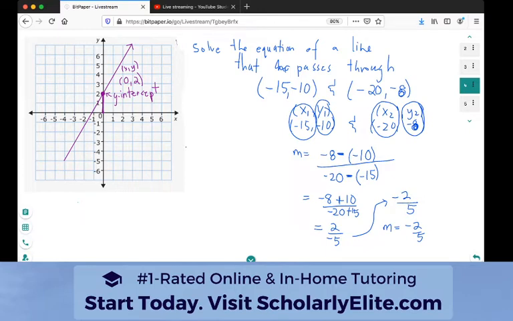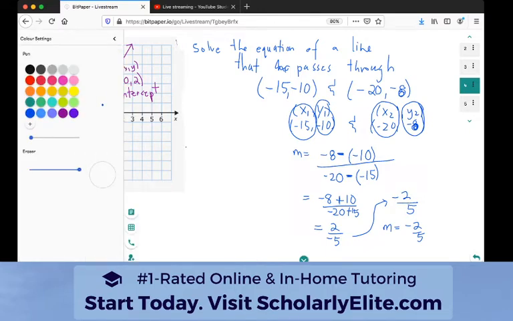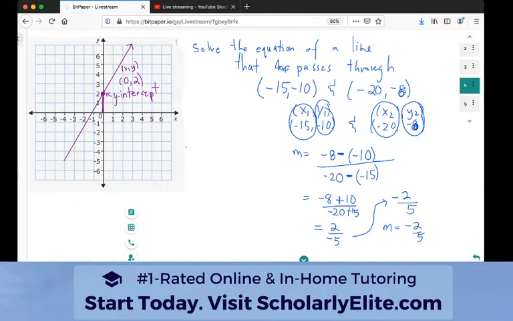So I'm going to just use a different color here to make things a little bit easier to see. Okay guys, so let's solve the rest of this equation. I know some of the equation already. I have y equals negative 2 over 5x, but obviously that's not enough information.